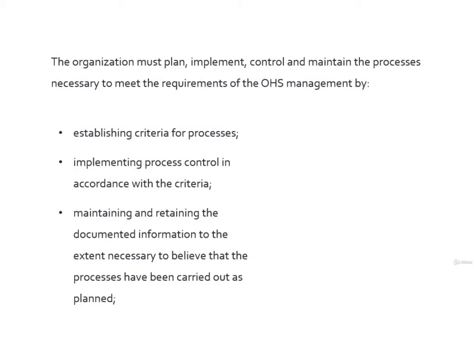In Clause 8.1.1, it is stated the organization must plan, implement, control, and maintain the processes necessary to meet the requirements of the OH&S management system by, first of all, establishing criteria for processes, then implementing controls that make sure that these processes are carried out as planned, and, of course, maintaining and retaining the documented information if needed.